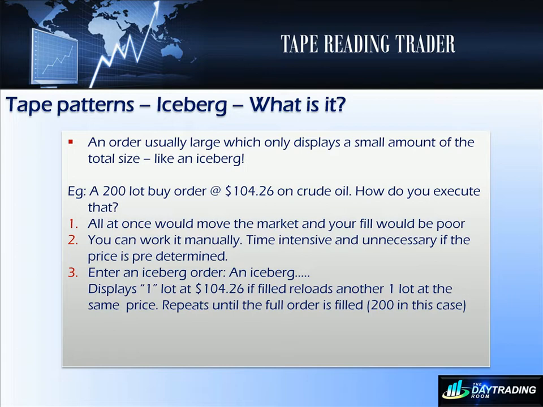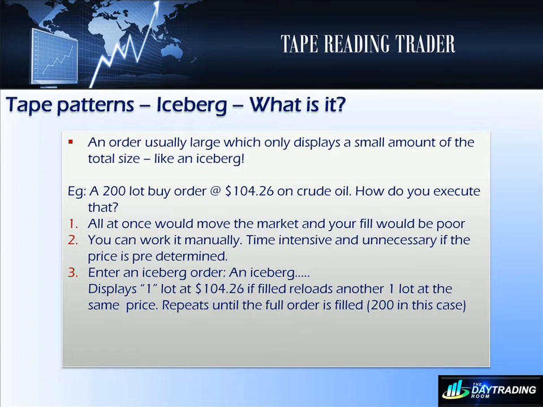You can work it manually. Now that's time intensive, especially if you know that that's the price you want. If you're trying to work an order over several prices, then yes, possibly you would want to work it manually. But for this example, we're saying, okay, we want to buy 200 lots only at 104.26. Now, it's unnecessary to do that manually if the price is predetermined, because we can use an iceberg. Now, what does an iceberg actually do? An iceberg consists of several parameters.